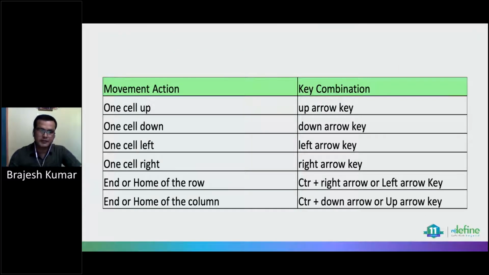We have some inbuilt functions to use with the keyboard. One cell up, one cell down, cursor to the end. So we can use the up arrow, down arrow, right arrow, left arrow by pressing Control. This action changes the cursor position in Excel.